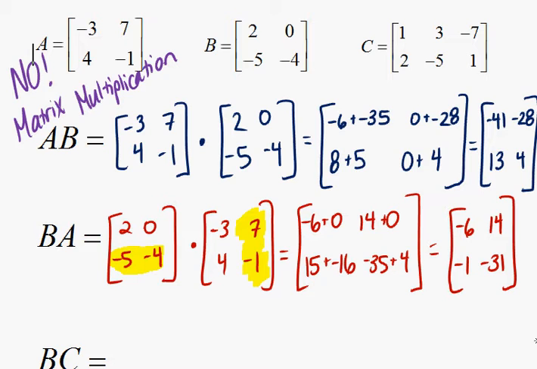Matrix multiplication is not commutative. So be really careful whenever you're asked to multiply A times B. Make sure that you really do follow that order, because if you multiply A first and B second, you'll get a completely different result than if you multiply B first and A second.